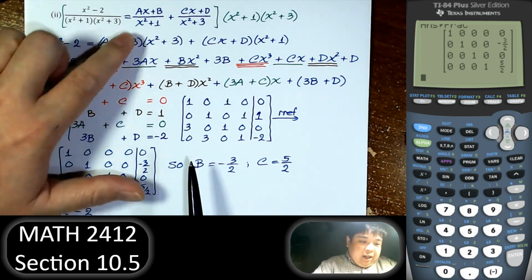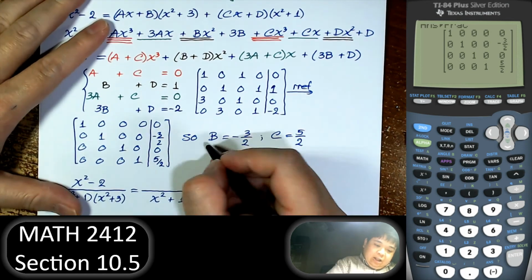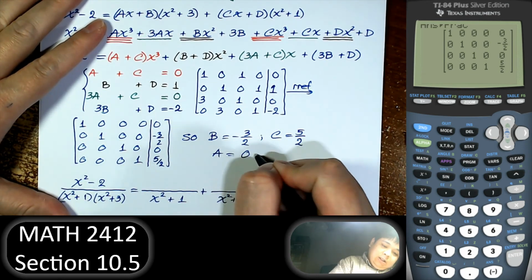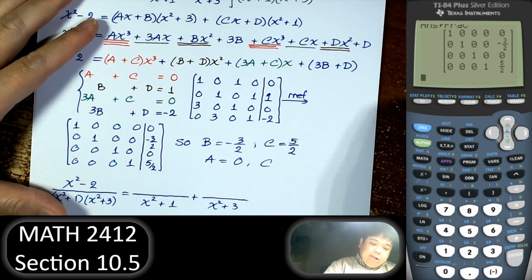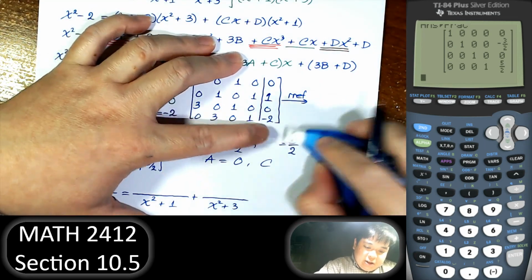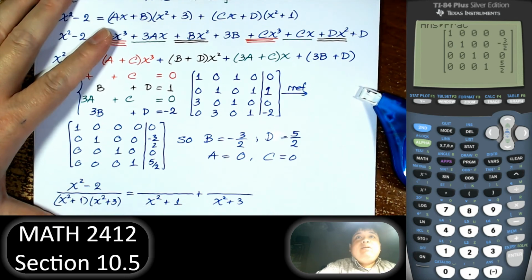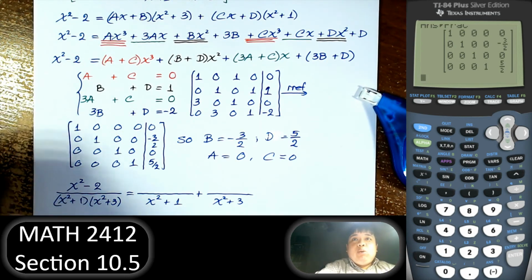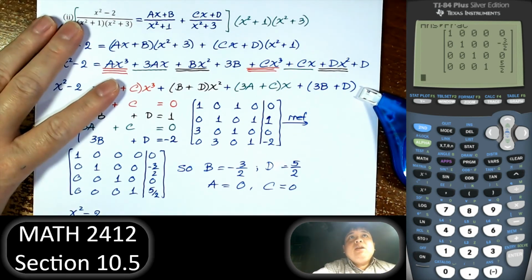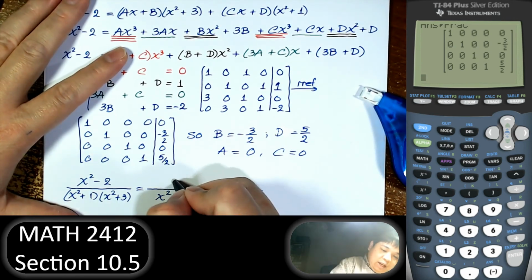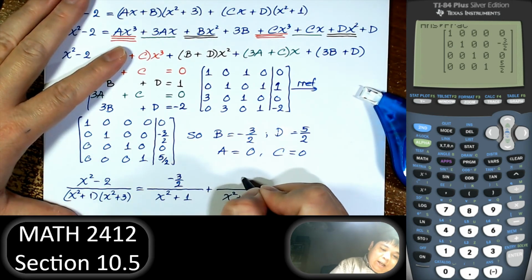Right, here we have a and c as 0. Sorry, a and c as 0. B is negative 3/2 and D is 5/2. That's what we have over there. Right. So B is negative 3/2 and C is 5/2.